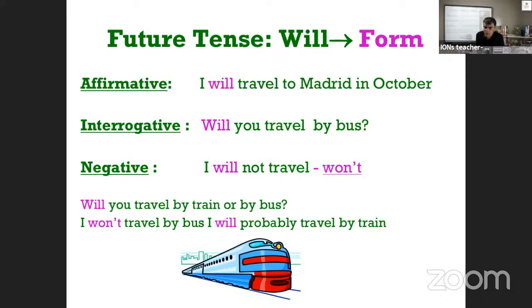Want is, I want to eat some. It's not very different, but it's different. So I will not is pronounced won't. Will you travel by train or by bus? I won't travel by bus, but I will probably travel by train.